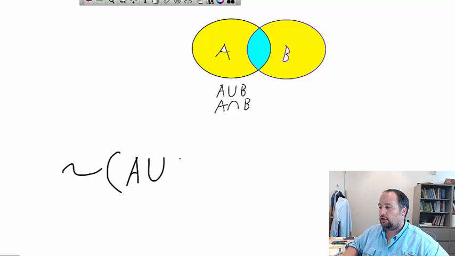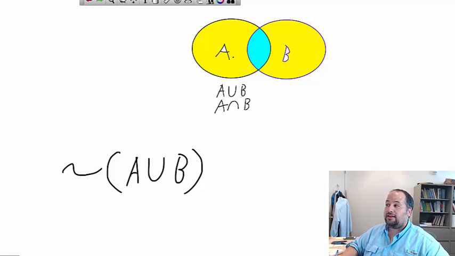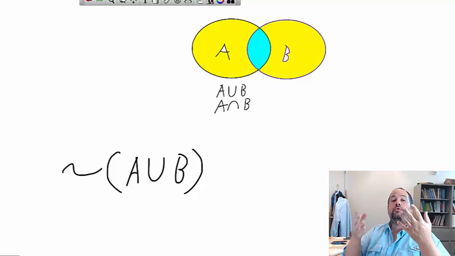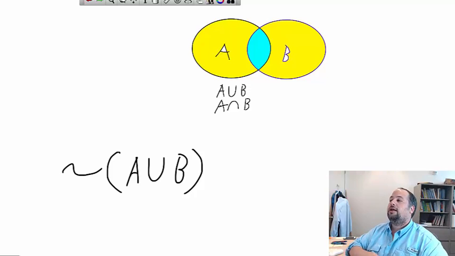Okay, that being said, what do we mean if I was to say not A union B? That means everything that is not in set A, not in set B, and not in their intersection, which basically means everything else. Remember, in the last video we talked about that universal set that everything is a subset of, right? So when we talk about not A union B, we mean everything that's in the universal set, everything else except for A and B.